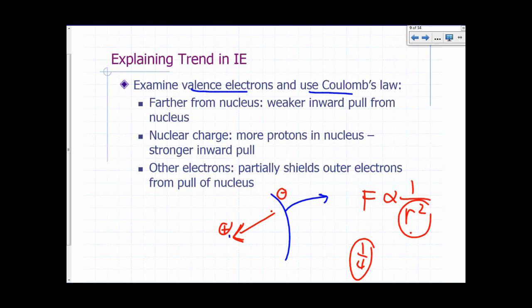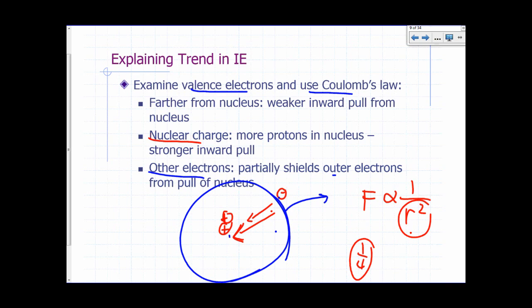Okay. Now the other factor that the attraction depends on is the nuclear charge. So the more protons you have in your nucleus, the stronger the pull on the valence electron towards the nucleus. Okay. And then the other thing you need to consider is within that valence shell, there are going to be other electrons that partially shield each individual electron from the pull of the nucleus. So there's going to be repulsion from the other electrons.